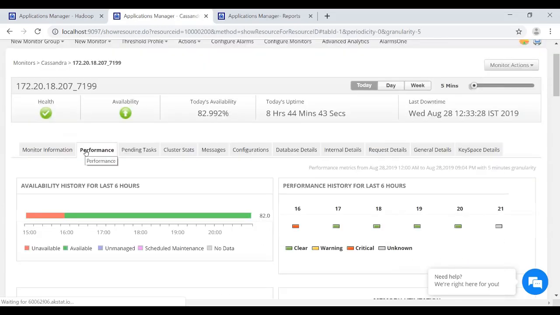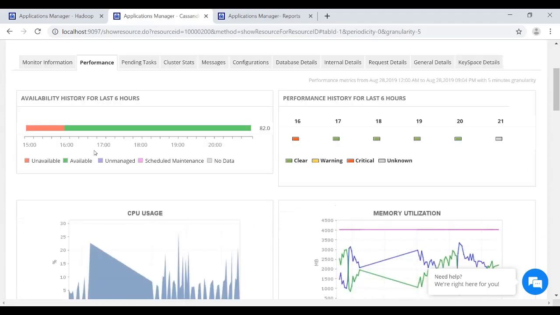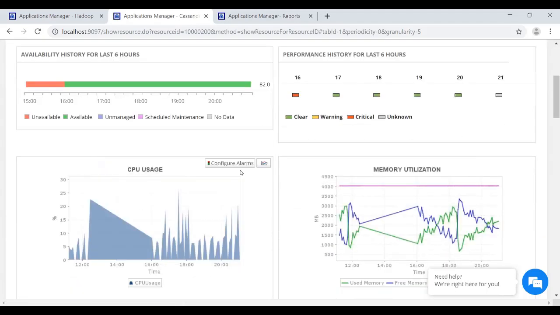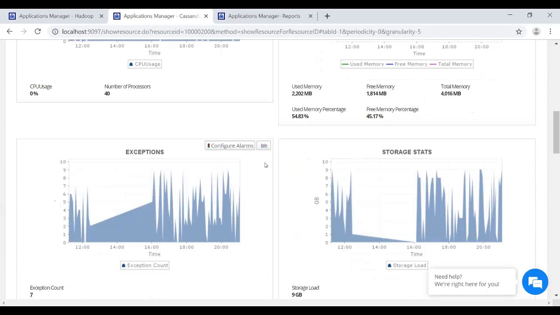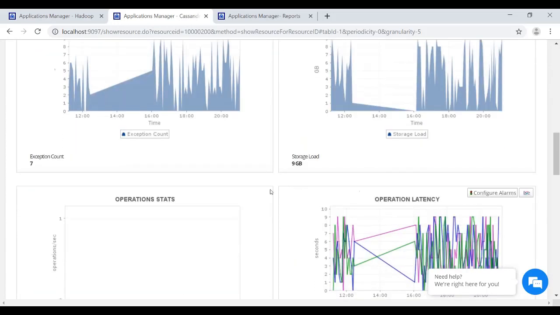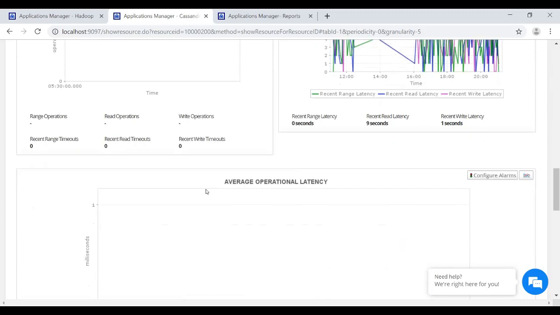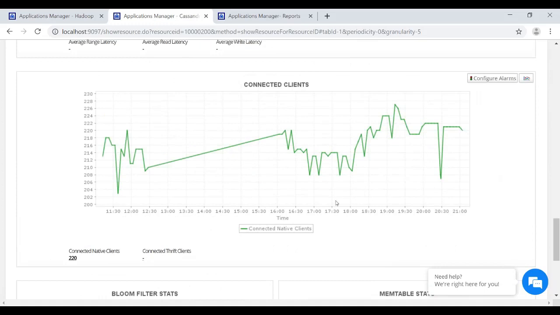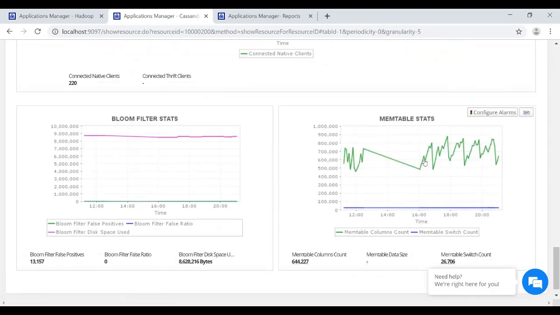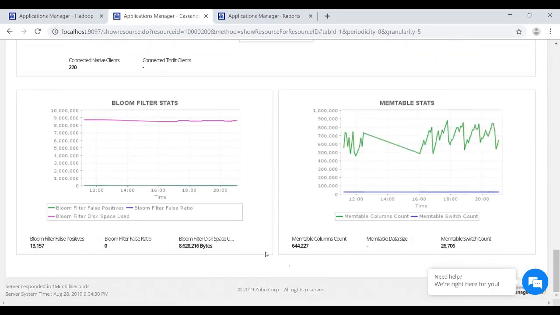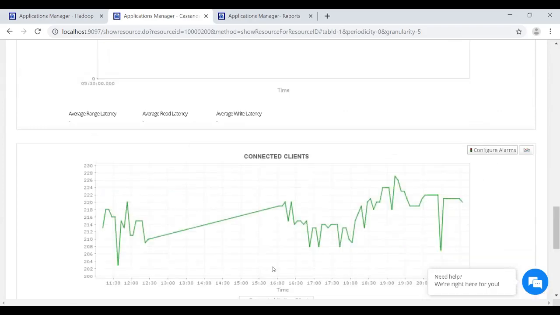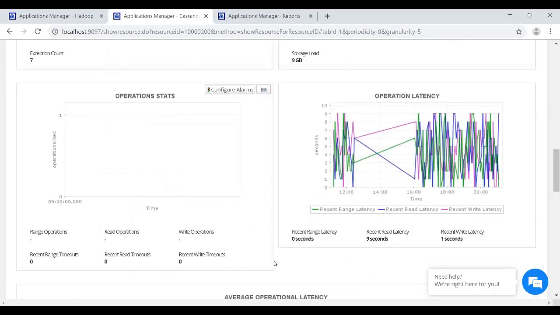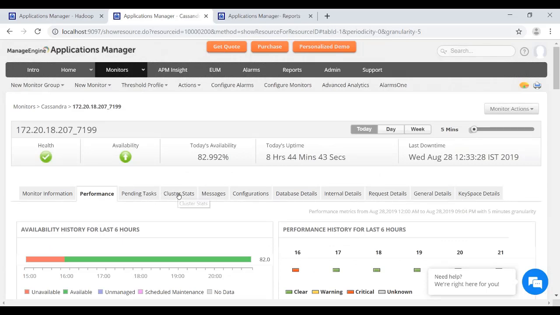So this instance of Cassandra, when we're looking at the performance tab, the very first metric that we find is, of course, the CPU usage and memory utilization given their importance. And then we see the exceptions, storage, the operational latency, and scrolling down further will show us more granular details about the connected clients, how many of these clients are native clients and how many are thread clients, the memtable stats and Bloom filter stats for Cassandra DB also are collected and presented in this tab.